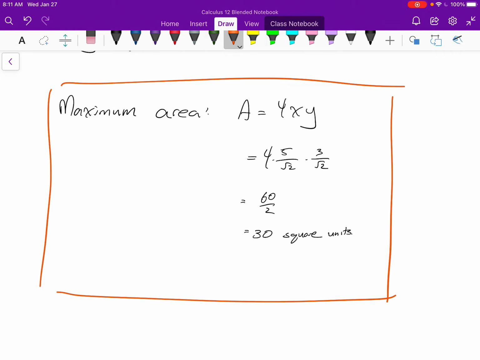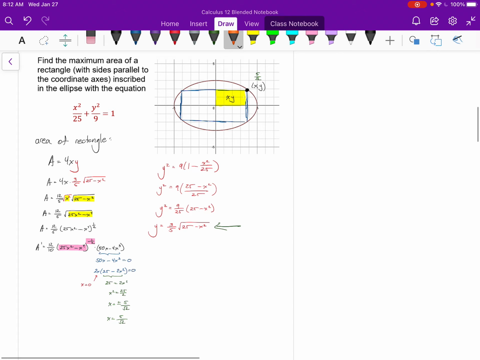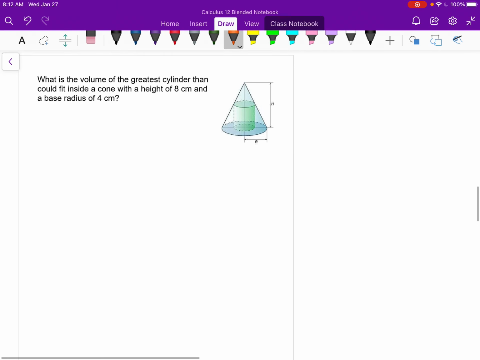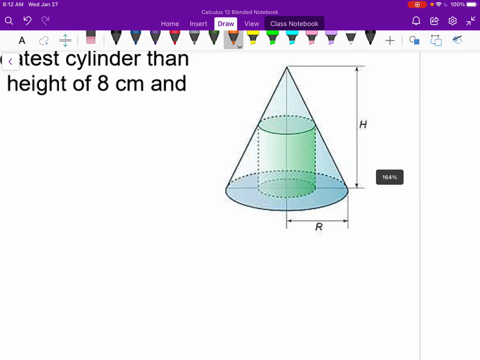All right, so again, definitely more involved than the last day. But again, most of my work was not differentiating. And so here's the last question. I have this cylinder inscribed inside a cone. And some dimensions of the cone.